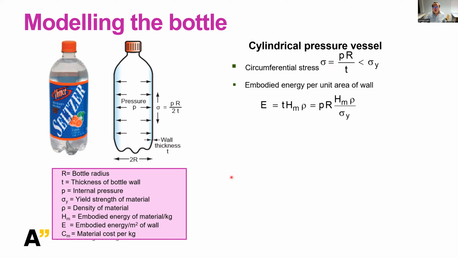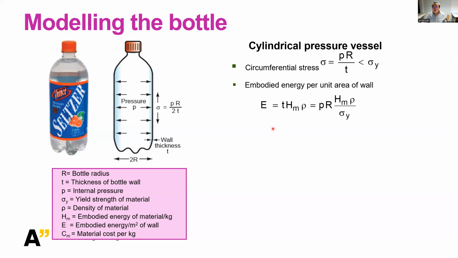So we don't want to get the whole bottle. We just want to get the embodied energy per unit area of the wall, right? Because we don't want to change the geometry of the material. We just need to know how we can minimize the embodied energy per unit area, and then you're already automatically minimizing the embodied energy of the bottle.